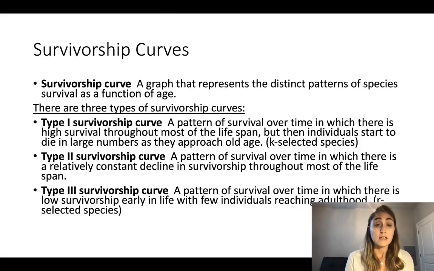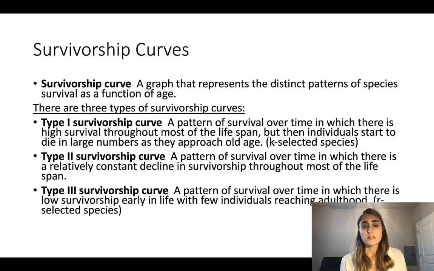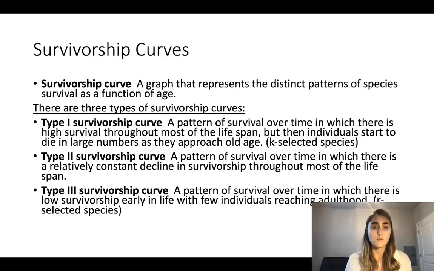Now let me go back to the slide. So this is just a quick summary of the 3 types of survivorship curves. A type 1, which means there's a high survival rate through most of the lifespan, but then they start to die off as they age. Type 3, a pattern of survival over time where there's a low survivorship early in life, and then very few reach an older age. And then a consistent decline is type 2.